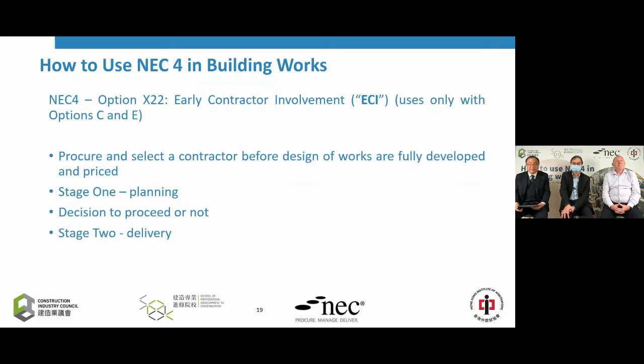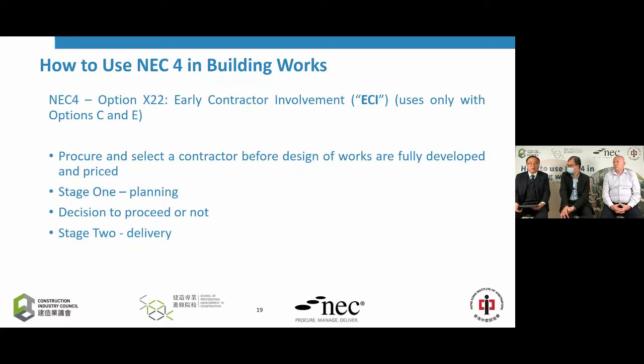Now, I pick up the topic of NEC, the topic of ECI, because I used to work as a civil engineer for many years before I turned myself into a barrister, focusing on dispute resolution in construction projects. So I'm very interested to know whether or not the implementation of the NEC, particularly the feature of ECI, will help to eliminate or at least minimize some of the disputes that will come up in design and build projects.